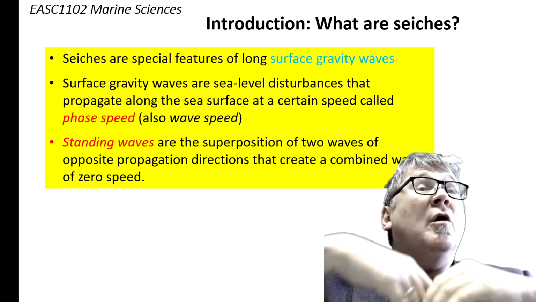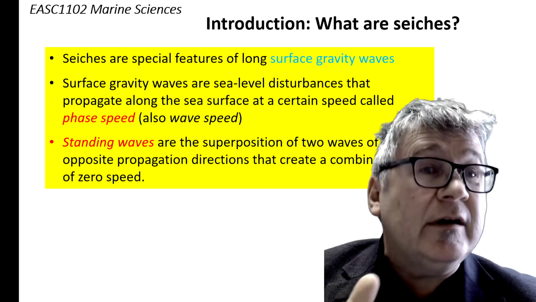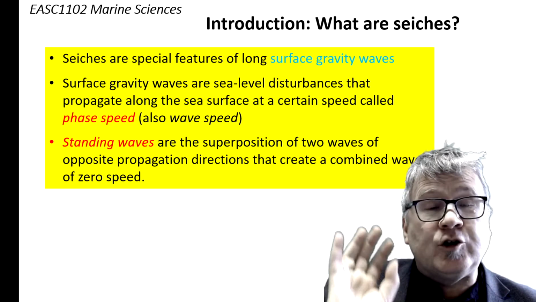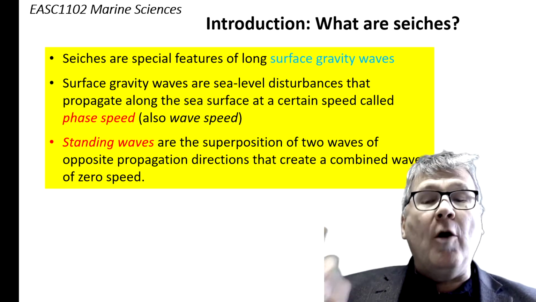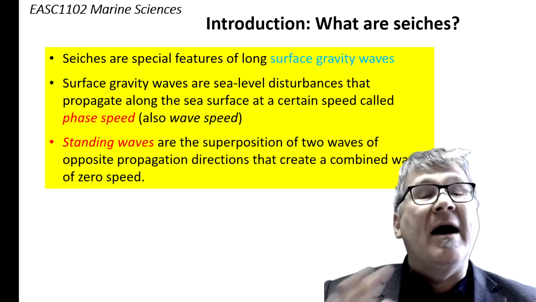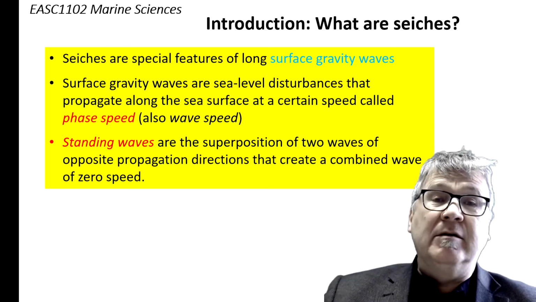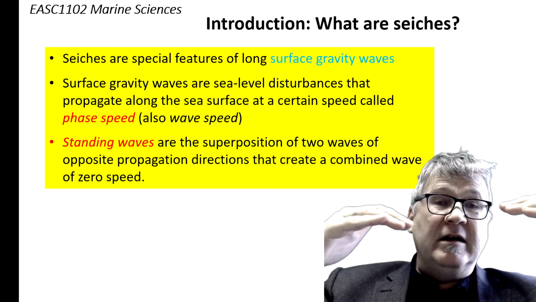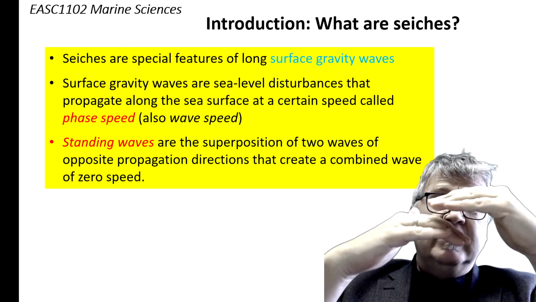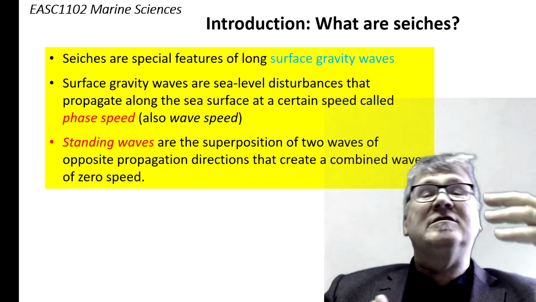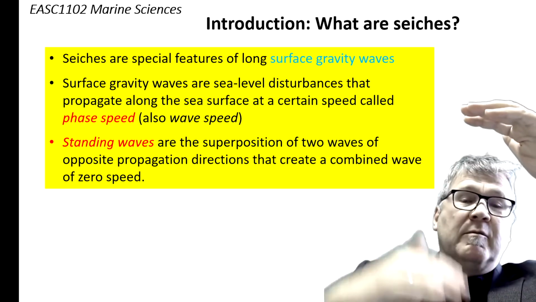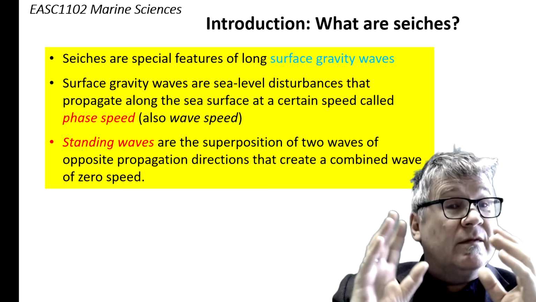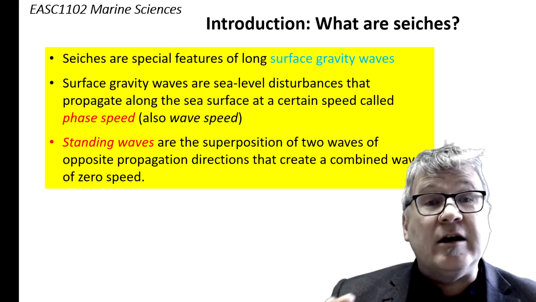All right, so now standing waves are a little bit more complex. Standing waves are actually the superposition, the interaction of two waves of opposite propagation directions that create a combined wave of zero speed. So one wave comes from the right, one wave from the left. They meet, they interfere. Interference means that if one wave wants to move the sea level up, whereas the other one wants to move it down, you might actually get a zero response. Okay, and this interference causes a standing wave.